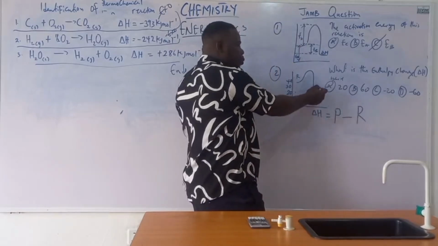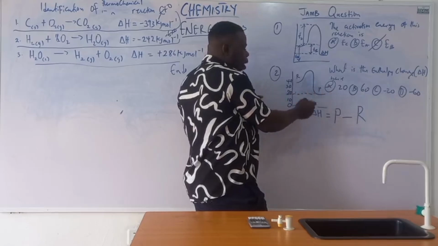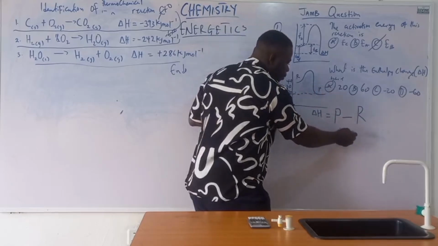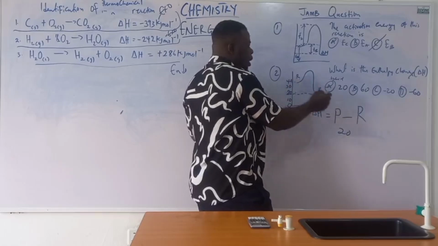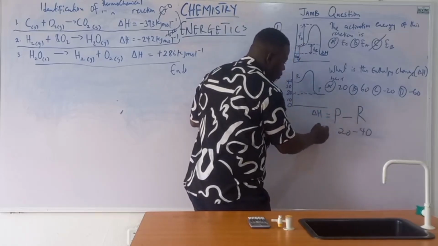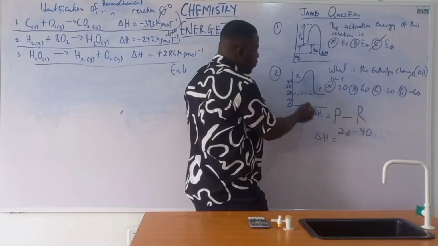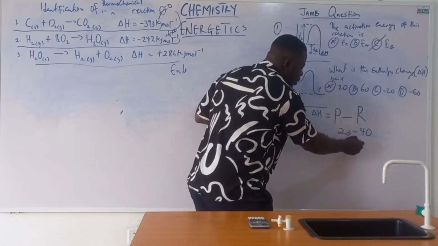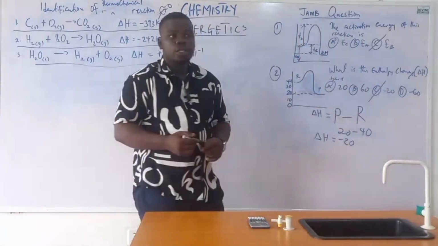Now, this is the product, which is the right hand side. If we trace it to the scale, we have 20. What about the reactant? If we trace it to the scale, it is minus 40. So therefore, enthalpy change is equal to minus 20. So therefore, this is the correct option.